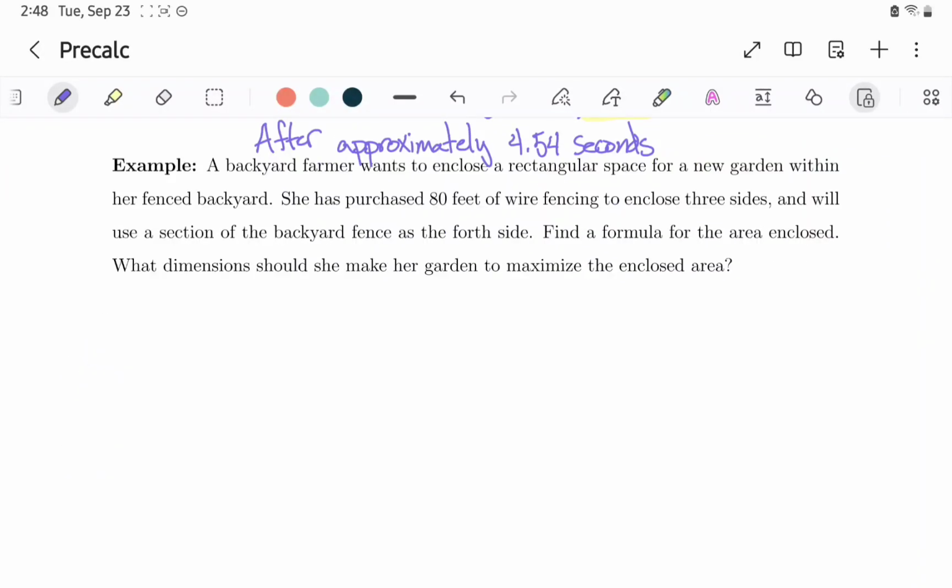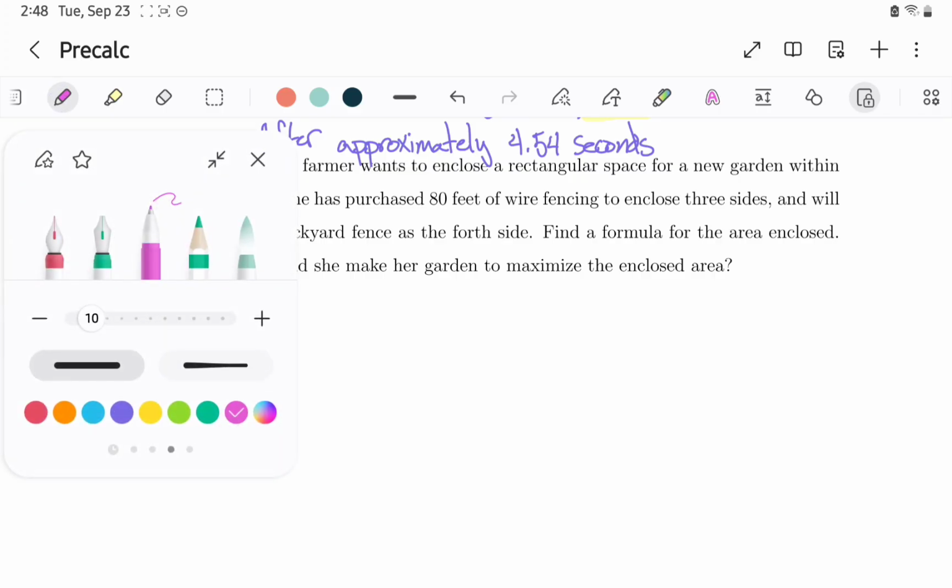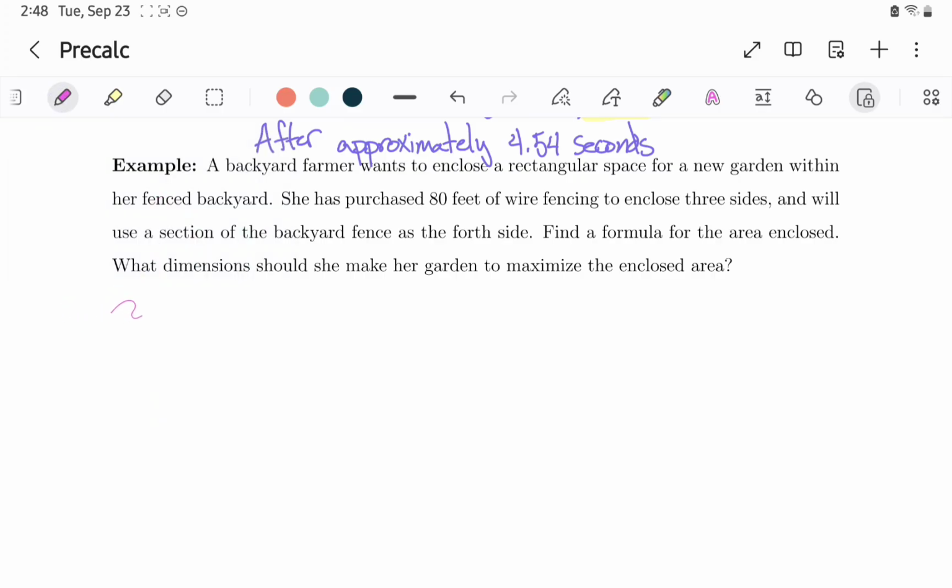All right, so the first thing that I think we should do here is try to come up with a sketch of the situation. So let's go ahead and say, okay, this in pink is just going to be the backyard fence.